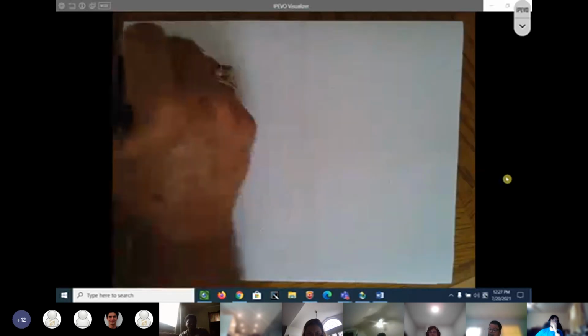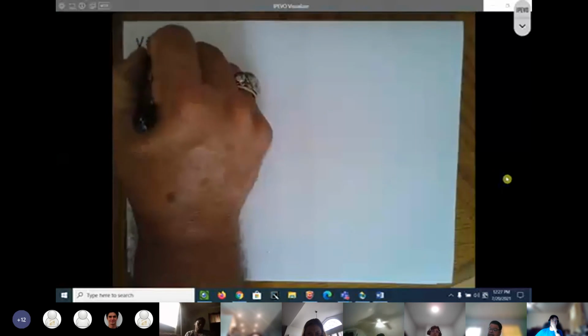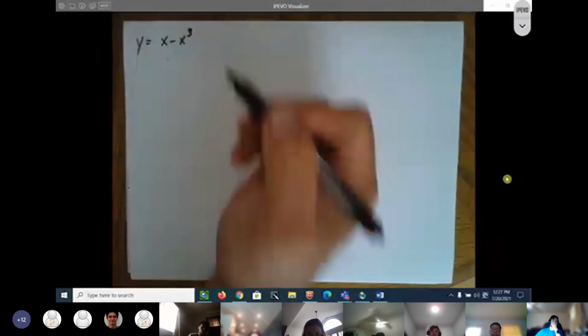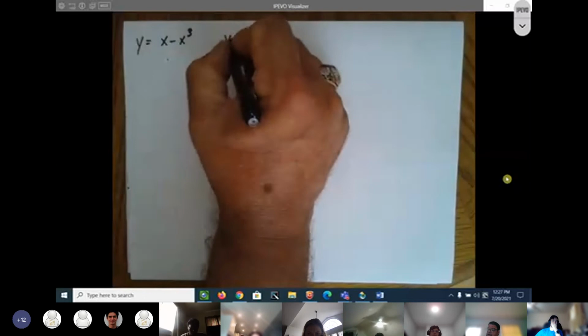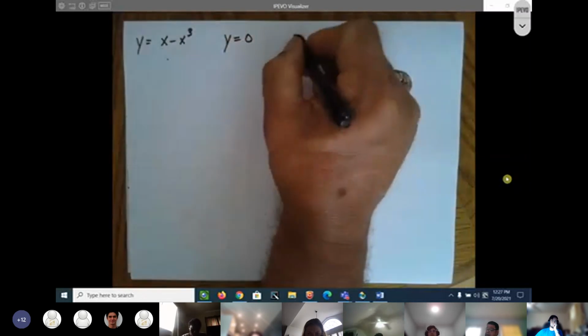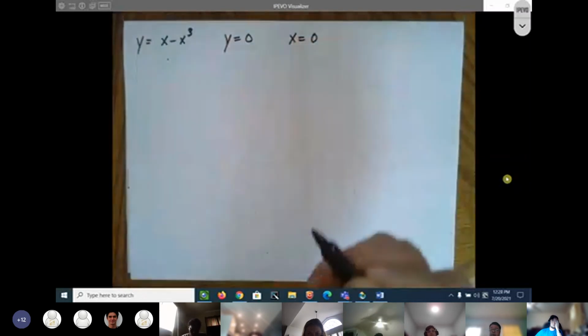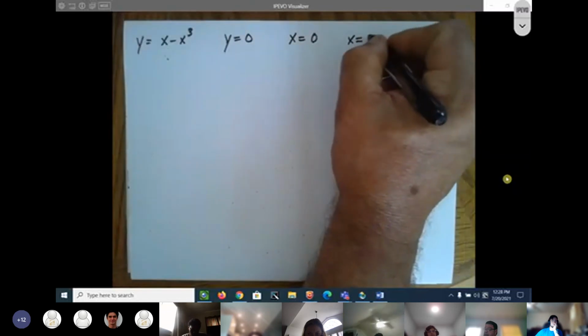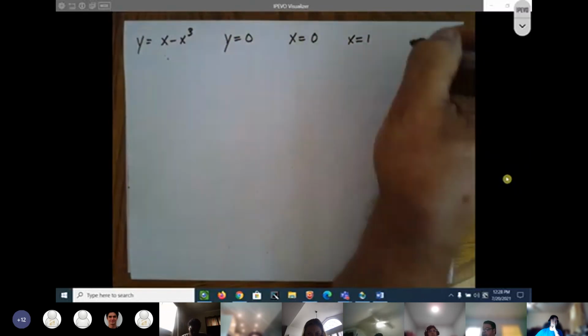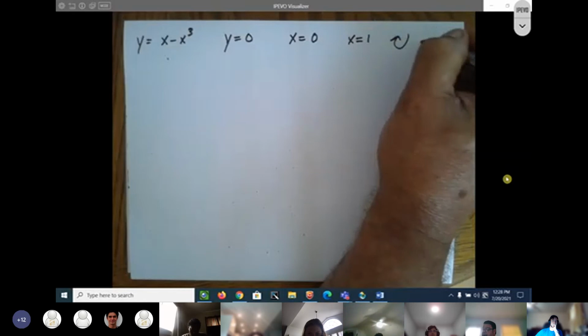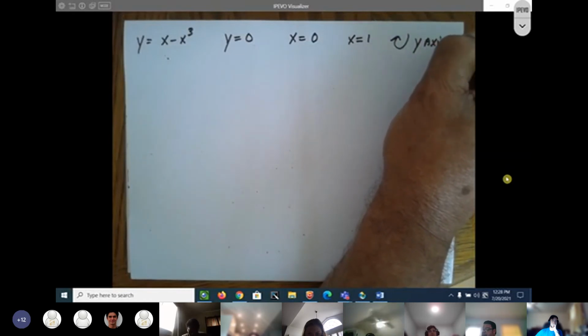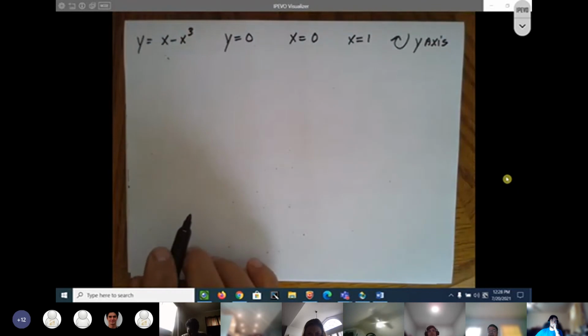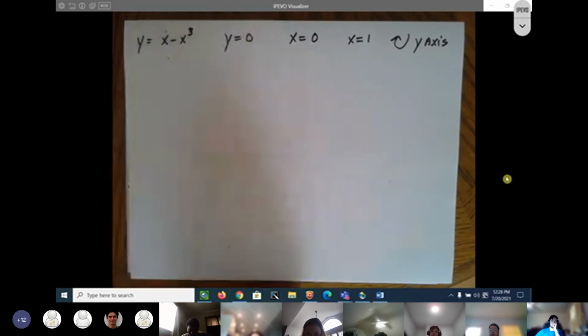All right, so here we go. Y is equal to x minus x cubed, y is equal to 0, x is equal to 0, and x is equal to 1. And you are revolving around the y-axis. So that right there tells you it's going to be a shell, because when you draw it, you'll see what I'm saying.